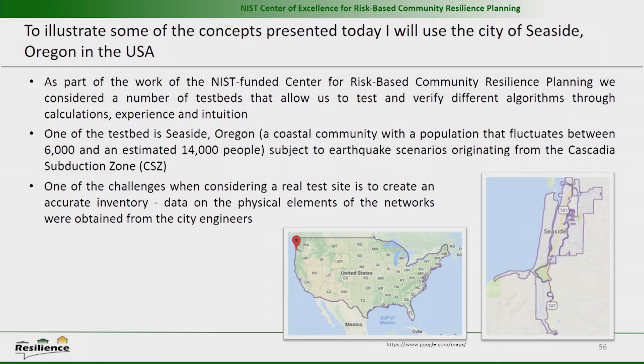To illustrate some of the concepts presented today, I will use the city of Seaside, Oregon. As part of the work of the NIST-funded Center for Risk-Based Community Resilience Planning, we consider a number of test beds that allow us to test and verify different algorithms through calculations, experience, and intuition. One of the test beds is Seaside, Oregon, that has a population that fluctuates between 6,000 and 14,000 people. They could be subject to earthquake scenarios originated from the Cascadia subduction zone.